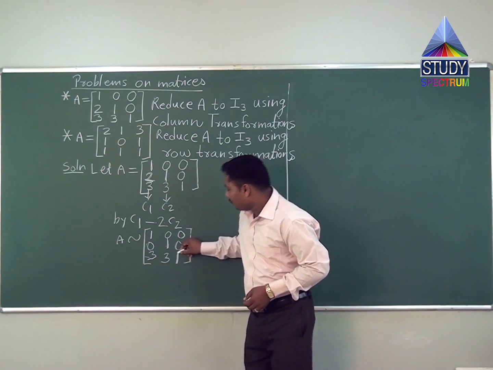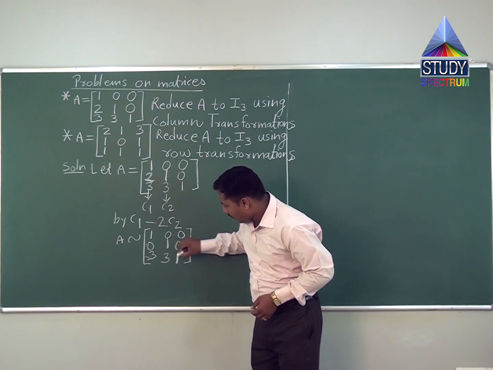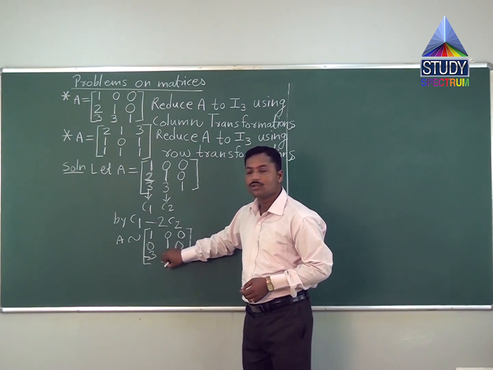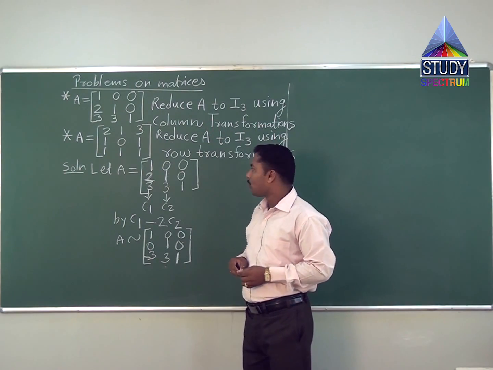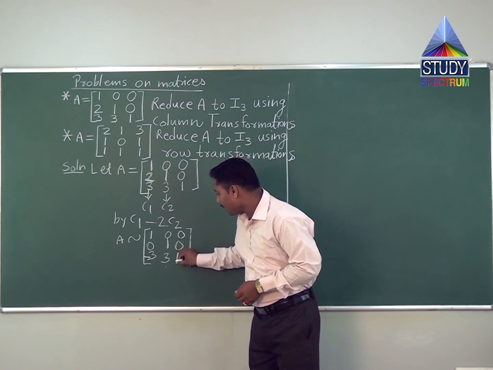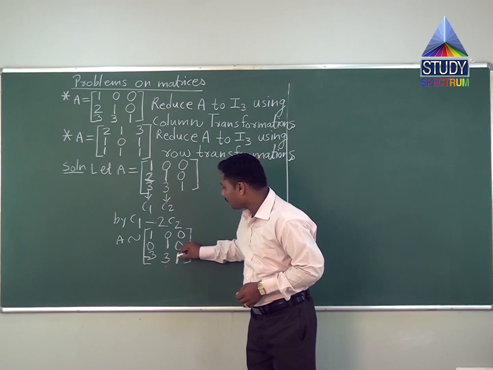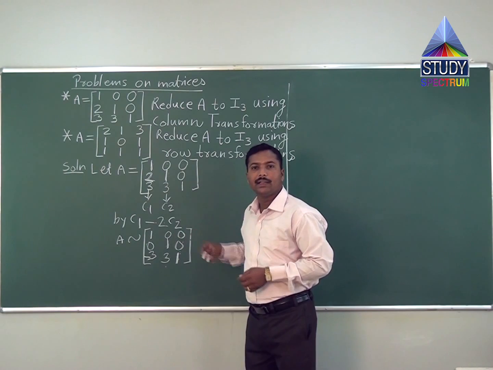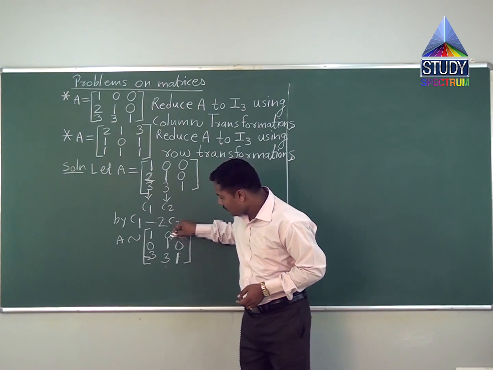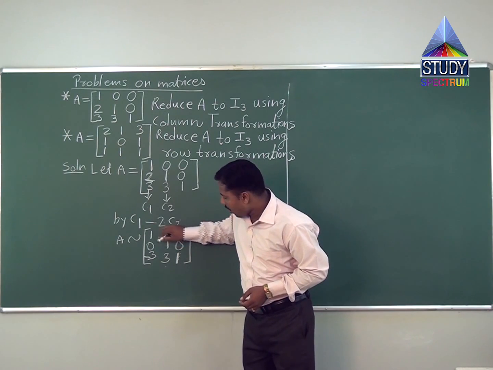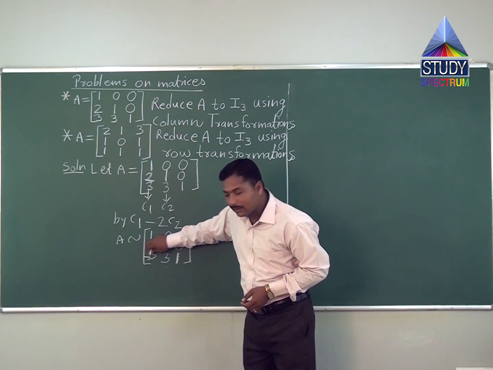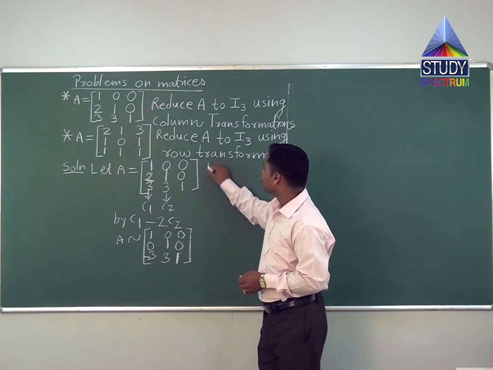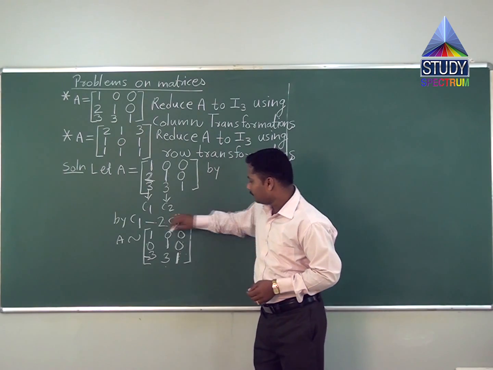Again, using the third diagonal number, we make the two nearby numbers 0 using column transformation. How is this possible? Here is a 1. If we multiply this 1 by 3, we get 3, and 3 plus minus 3 is 0. Here also, if we multiply this number by 3 and add minus 3, minus 3 plus 3 is 0.